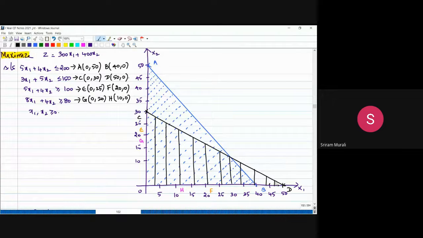What about the third line, E and F? E and F is this, 25 and 20. How do you give a shading? This will satisfy the origin test, whereas this will not satisfy the origin test, because 5 into 0 plus 4 into 0 cannot be greater than 100. So what I have to do? It should go away from the line. So away from the line means it will take like this.